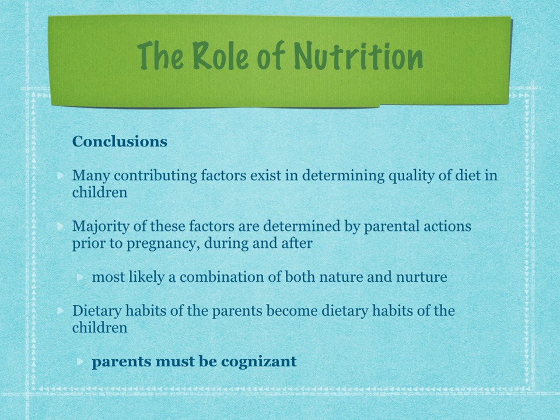So in conclusion of the role of nutrition, there are many contributing factors that determine the quality of diet in children. The majority of these are determined by the parental habits and parental actions prior to pregnancy, during pregnancy, and specifically after. It's most likely a combination of both nature and nurture. Dietary habits of parents become dietary habits of children, and therefore parents must be cognizant of what they're eating, what they're giving their kids, the choices they're making, the availability, and even where they live.